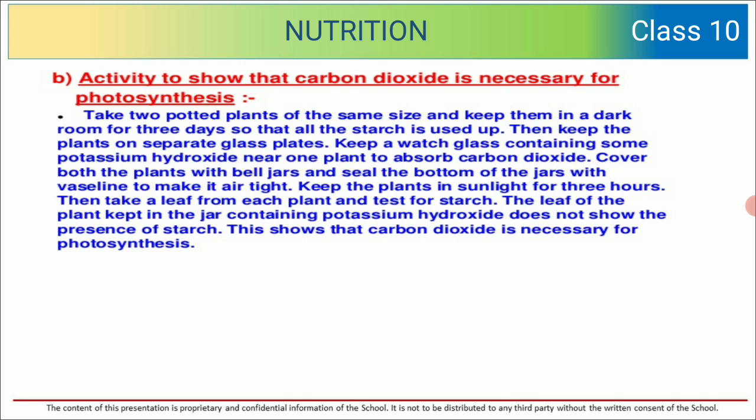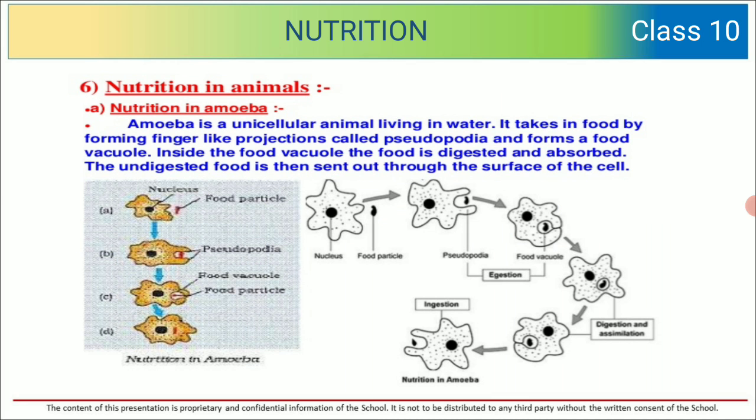The leaf of the plant kept in the jar containing potassium hydroxide does not show the presence of starch. So this shows that carbon dioxide is necessary for the process of photosynthesis.